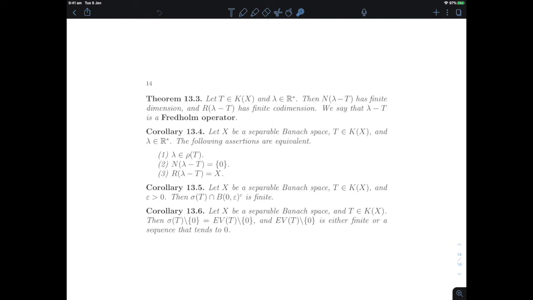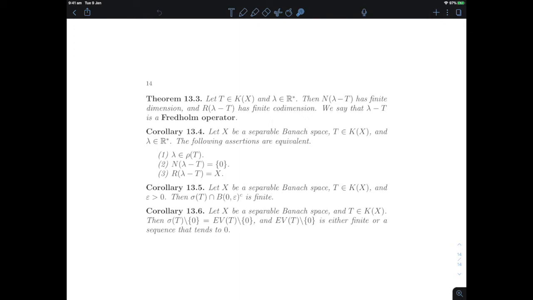Now, from this theorem, we will derive a range of very nice spectral consequences, at least in separable Banach spaces, for our compact operator. We'll have corollary 13.4 that tells us that being a bijection is equivalent to being injective, is equivalent to being surjective for a map like lambda identity minus T in that context. We'll have corollary 13.5, which will be the analog of what we had in Hilbert spaces, that the spectrum away from the origin has to be finite.